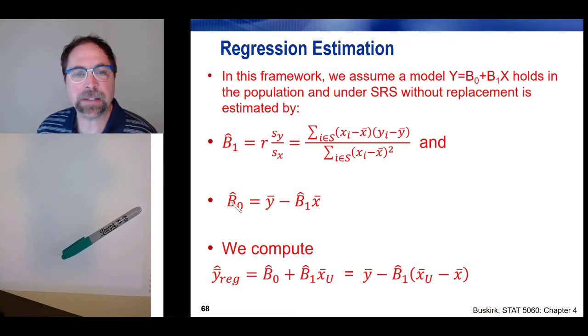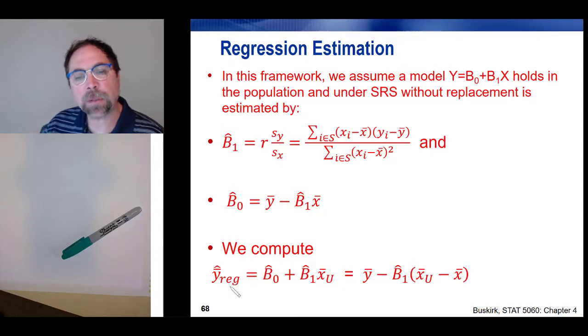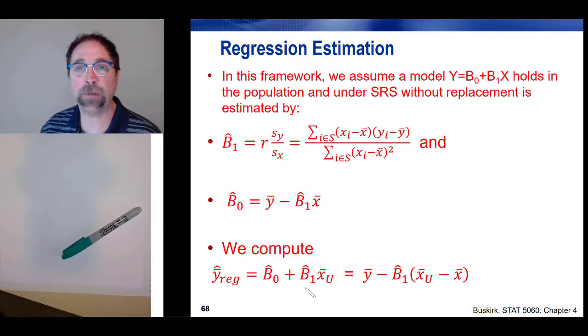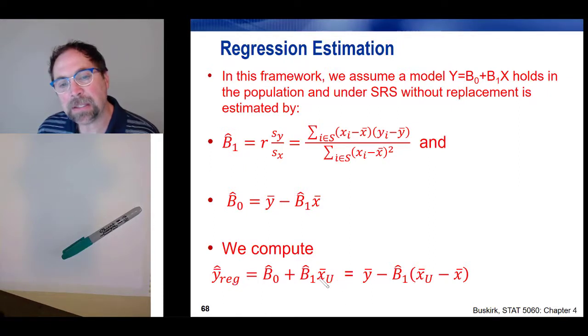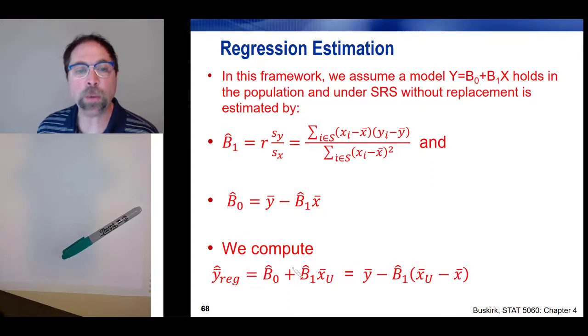Now, the other part here is the B0. So the intercept estimate is going to be the sample mean of y minus the estimated slope times x bar, which is the sample mean of the x variable. And we compute the regression estimator by simply predicting the outcome of this regression line when we fix the x variable at its population mean value. So in other words, when I hold x equal to x bar u and then multiply by beta 1 hat and then add beta 0, I'm going to get what I'm calling the regression estimator. If you put in the population total for x, you would get the regression estimator for the total, if you knew the total. And so that is the idea.